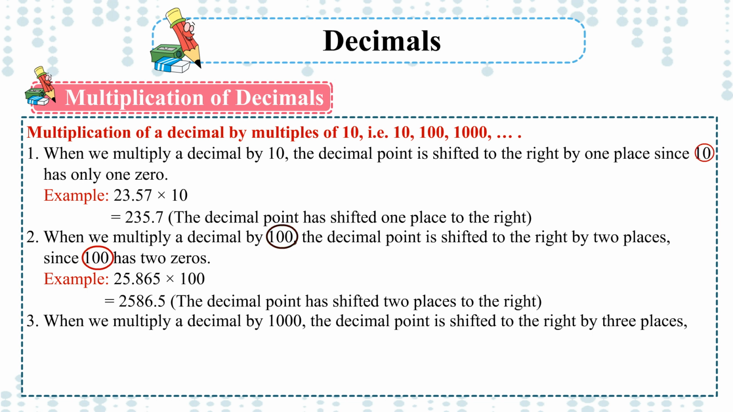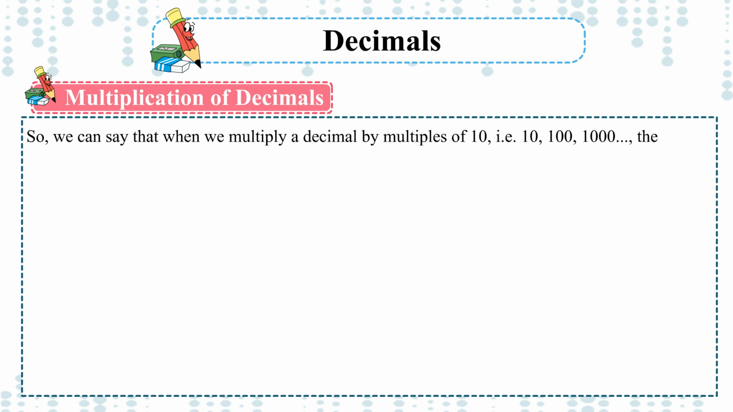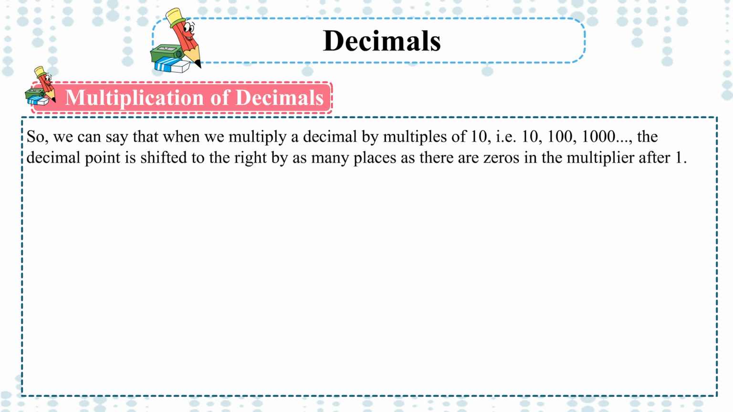3. When we multiply a decimal by 1000, the decimal point is shifted to the right by three places since 1000 has three zeros. Example, 5.805 multiply 1000 is equal to 5805. The decimal point has shifted three places to the right. So, we can say that when we multiply a decimal by multiples of 10, that is 10, 100, 1000, the decimal point is shifted to the right by as many places as there are zeros in the multiplier after 1.